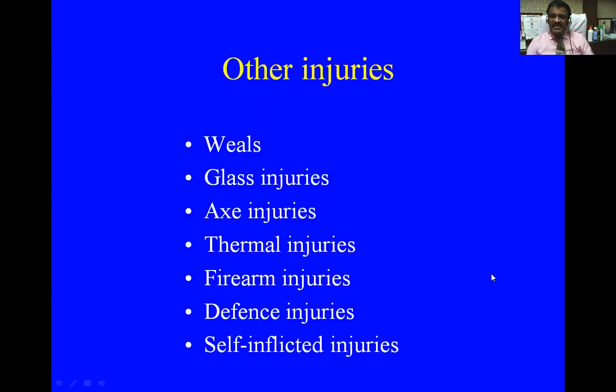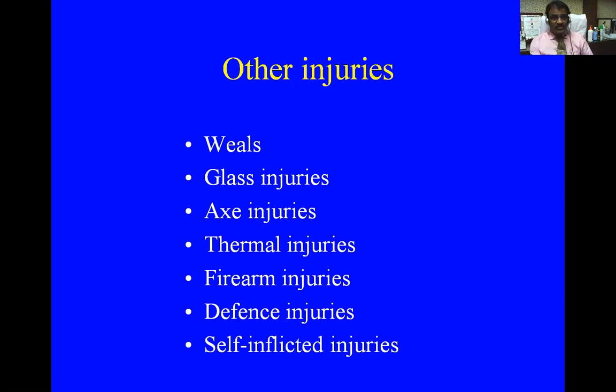And we have finished the stab wound. So we have finished all lacerated wounds, all incised wounds, and the stab wounds. But apart from these injuries and those which we saw earlier, that is abrasions and bruises, there are some other injuries also, called as wears, glass injuries, axe injuries, plus thermal injuries, which we are going to deal with in a separate topic.